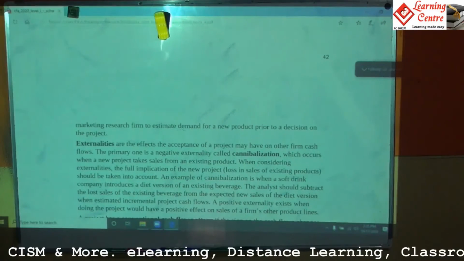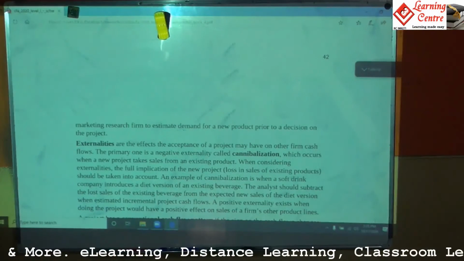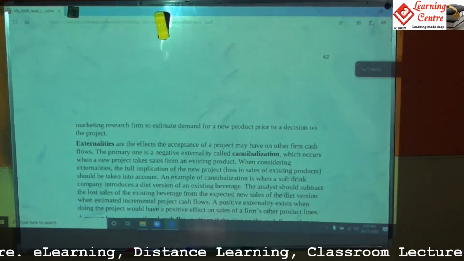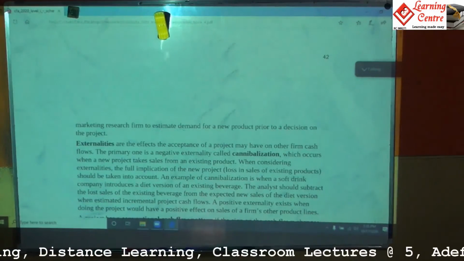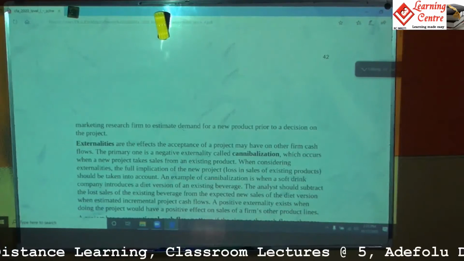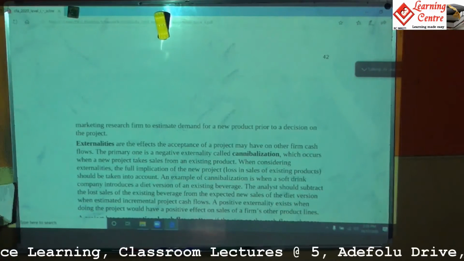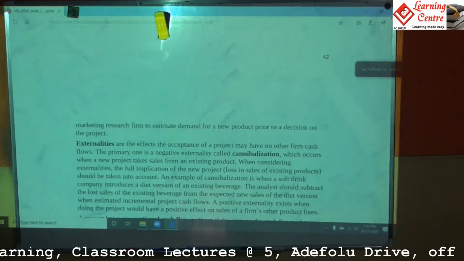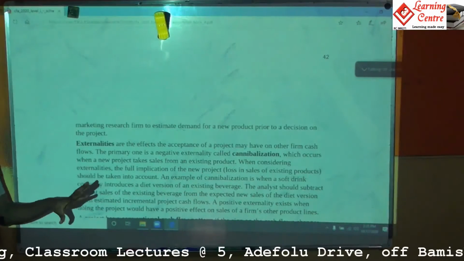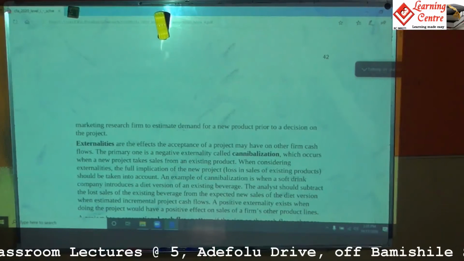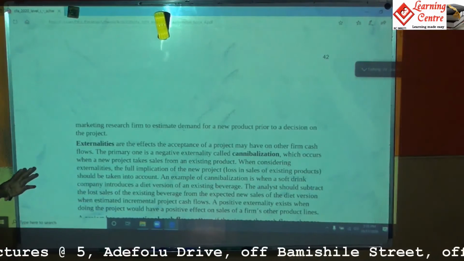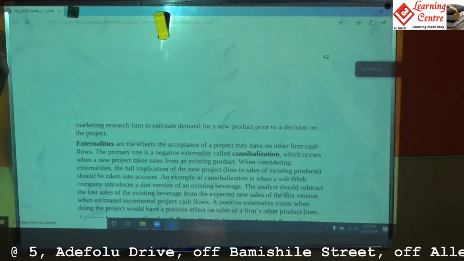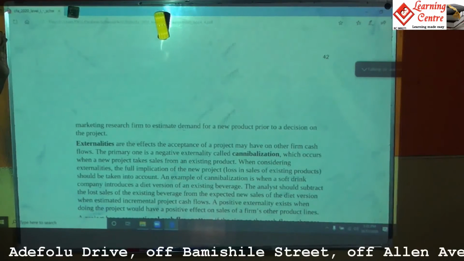Are you good? Can we move ahead? Okay. Independent versus mutually exclusive project.